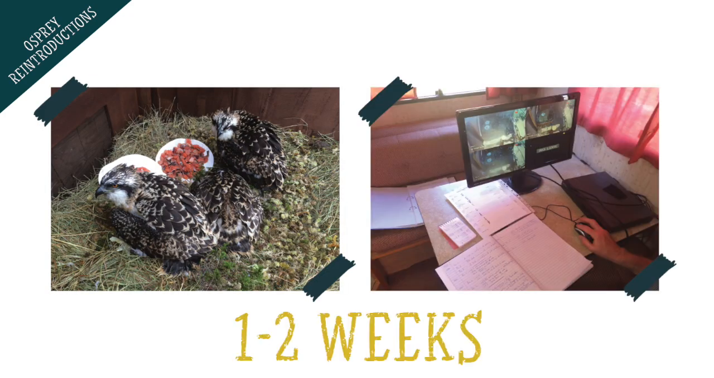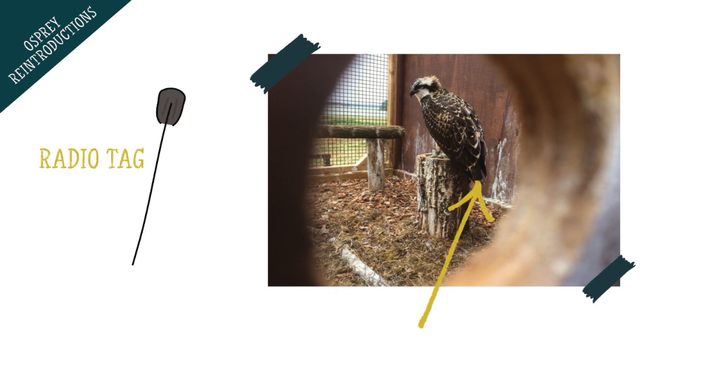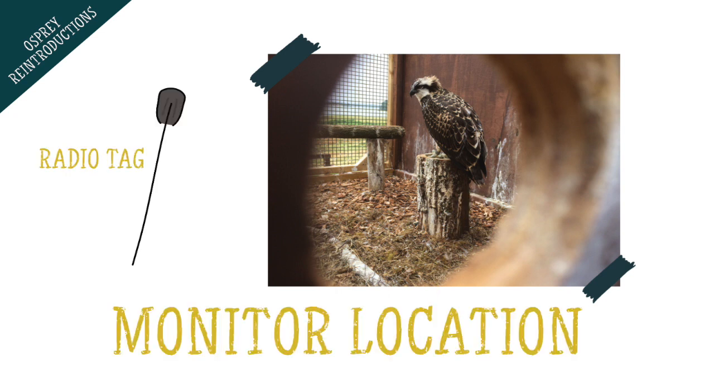They stay in the pens for 1 to 2 weeks while they grow and strengthen the wings ready to fly. All of the chicks are fitted with a small radio tag on one of their tail feathers, which allows the team to monitor their location and make sure they are safe once they leave the pens.